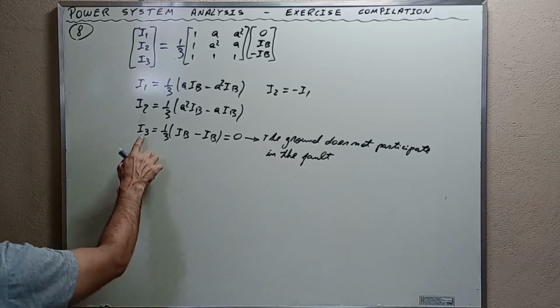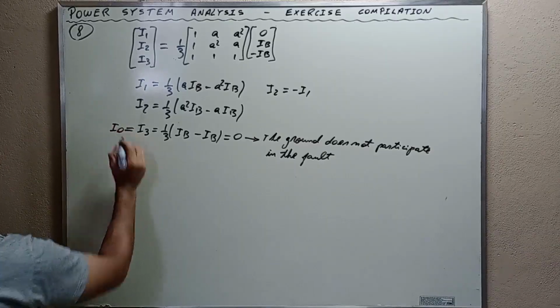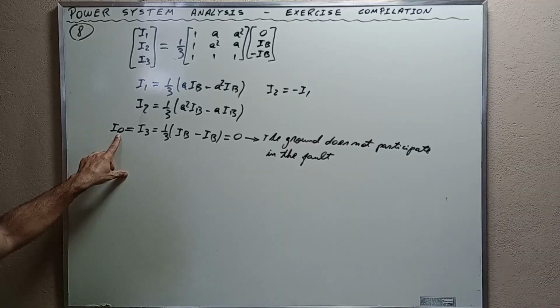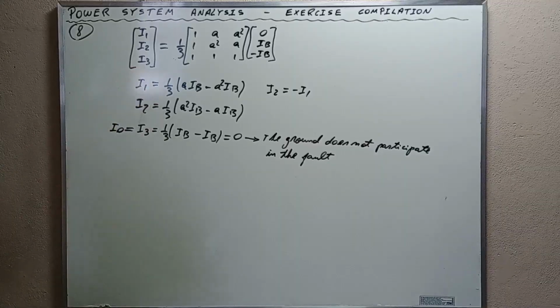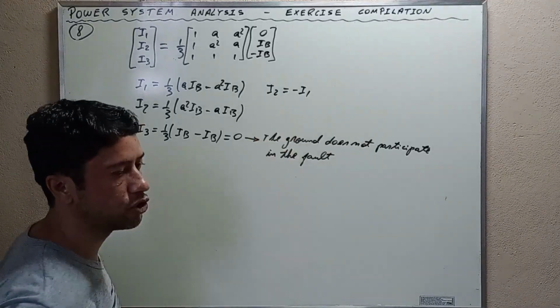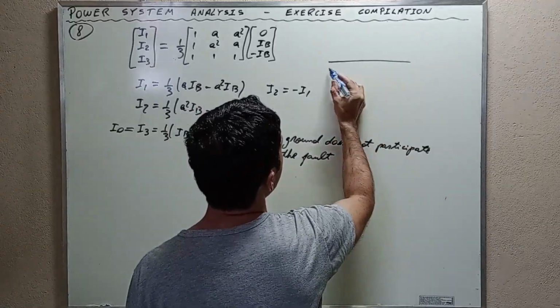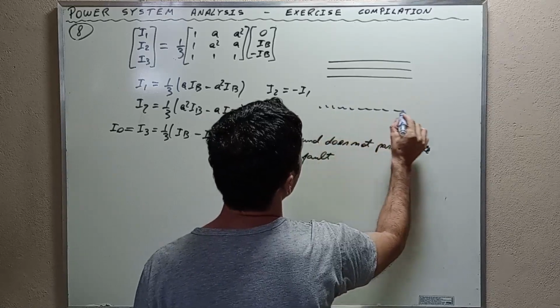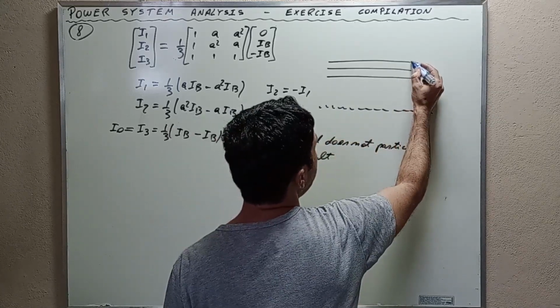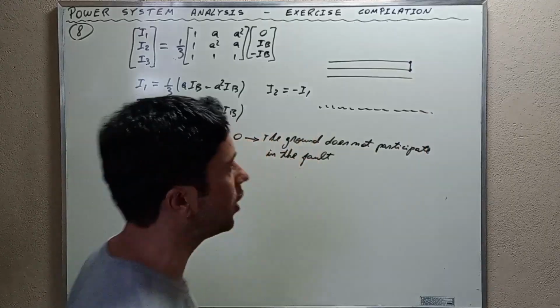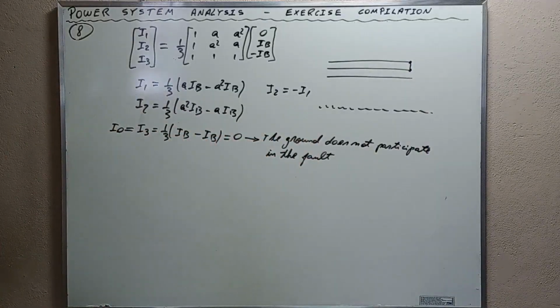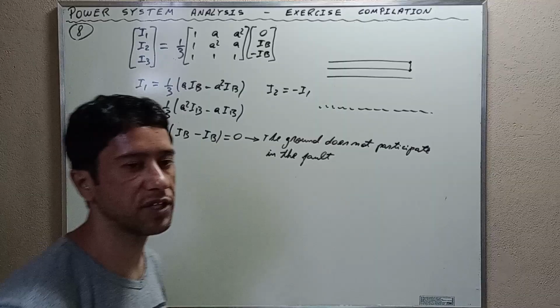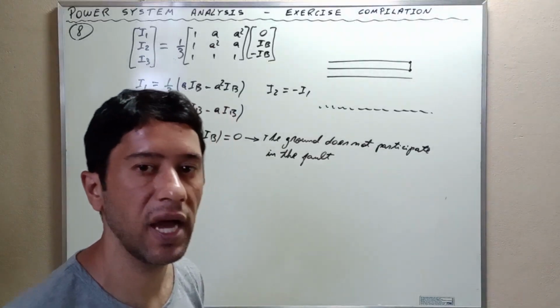We called it I3, but we should call it I0 because I0 represents the ground better, but the exercise chose to use I3, okay? So this is a phase-to-phase short circuit, like this, phase, and here the ground. The short circuit is from one phase to the other, and the ground does not participate in the short circuit. Okay, my friends? And this is all for exercise number 8. Let's go to exercise number 9 now.